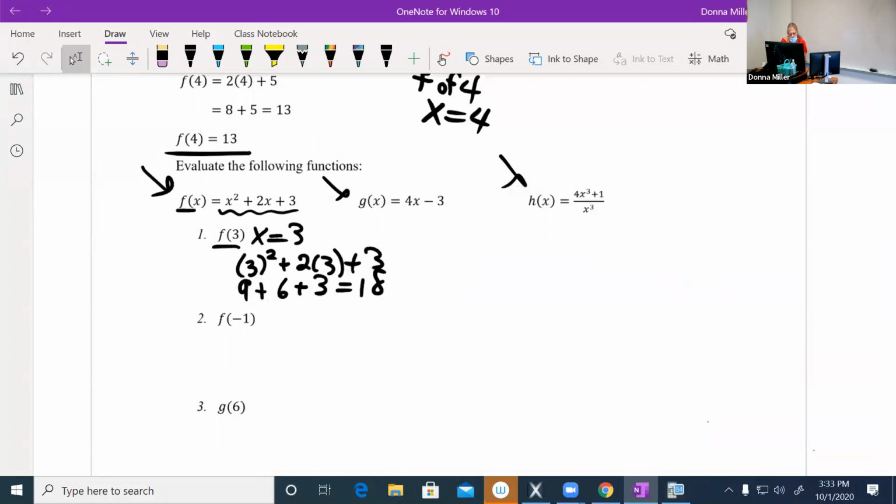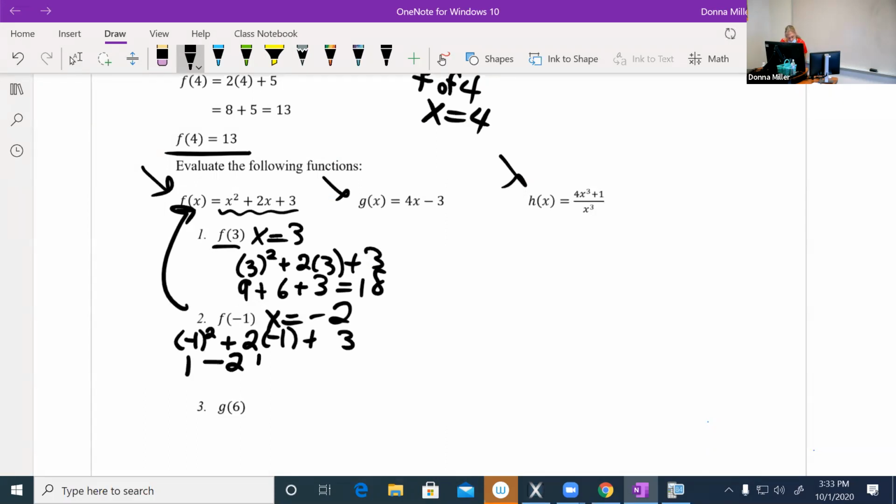All right, so f of -1 by hand, that means that x is -1, and we're plugging it in up here. So it's -1 squared plus 2 times -1 plus 3. -1 squared is +1, minus 2, plus 3. So that's going to be 4 minus 2, that's going to be 2. This is what I got on the calculator.